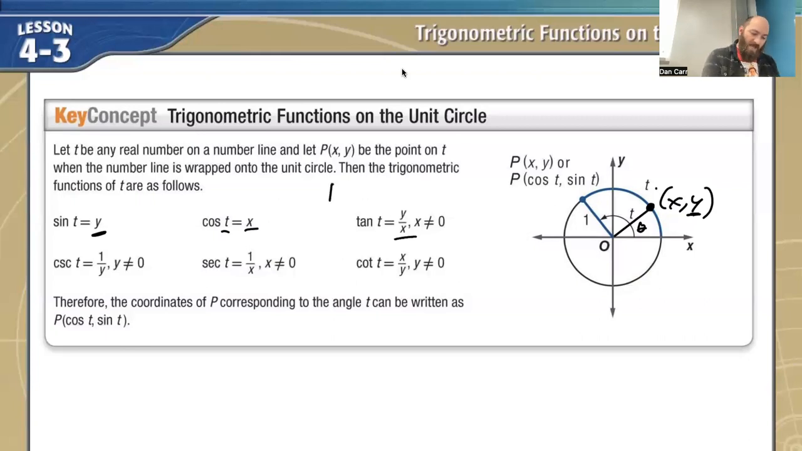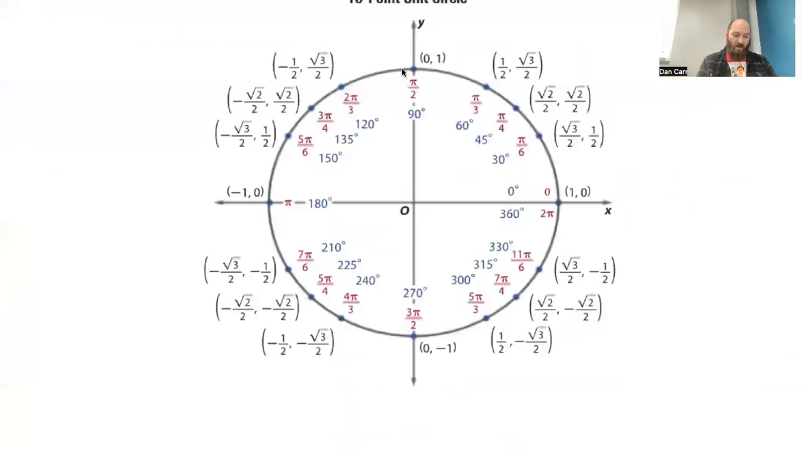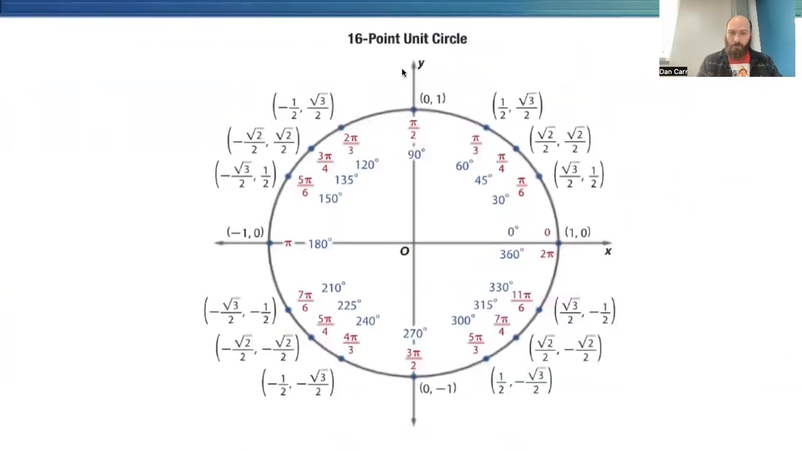Another way of thinking about tangent, it's always sine divided by cosine. So that helps remember where that is. We just take the x and y values and we divide them out. And then cosecant, secant, and cotangent are just reciprocals of those. So the idea again is that any point that's on this unit circle is going to represent the cosine and the sine of that theta. This is a 16-point unit circle. These are the typical ones we're going to use.